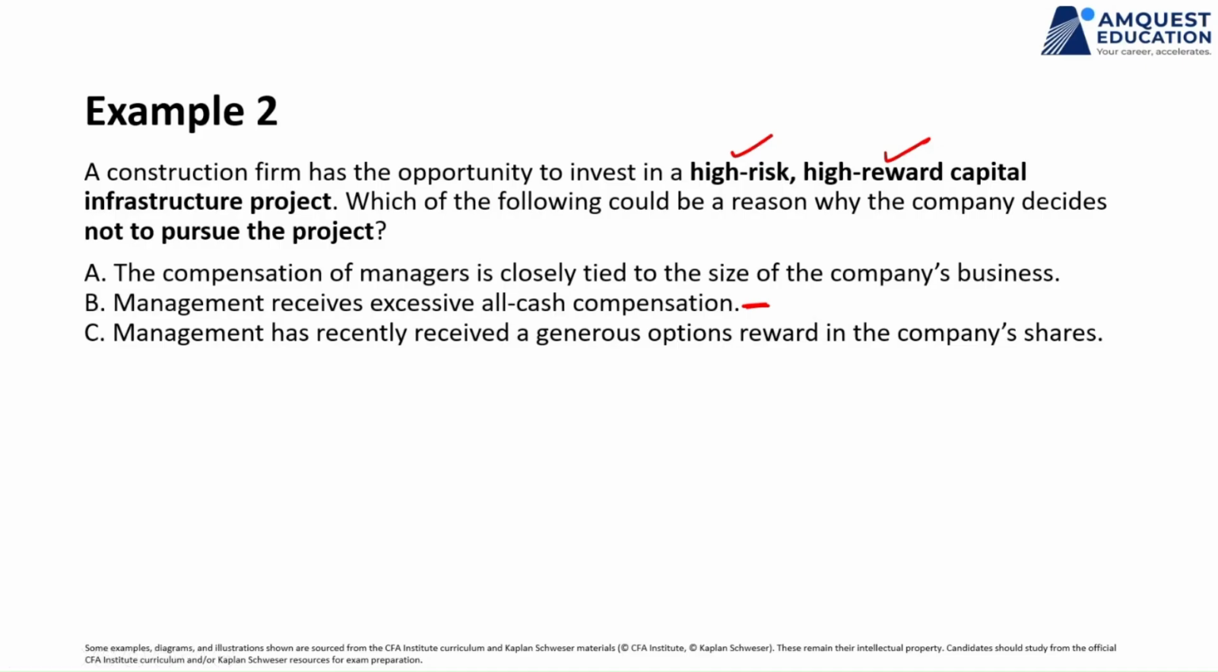If the management compensation was associated with the size of the business, the management would like to take the project because by taking the project, the size of the business may increase and management compensation can also increase. But that is not the case. And options, if provided, once again, management would like to take risk because options will only pay benefits if the company value goes up. And the company value will only go up when such high reward projects do well.